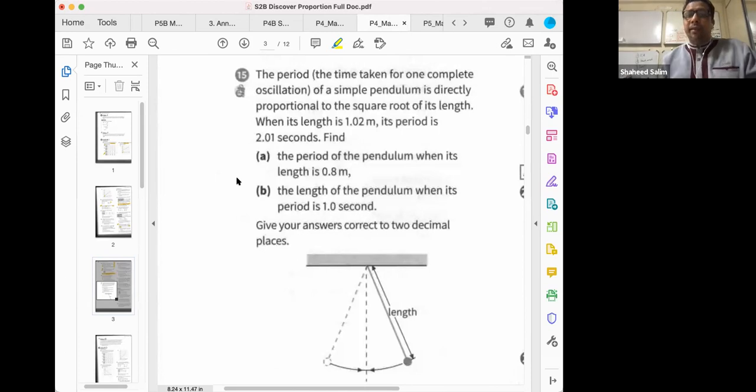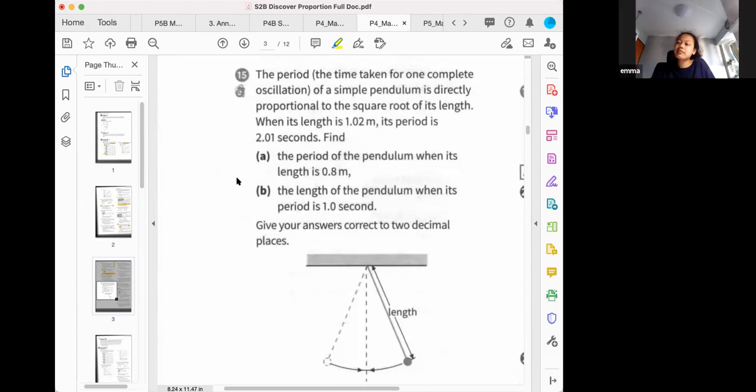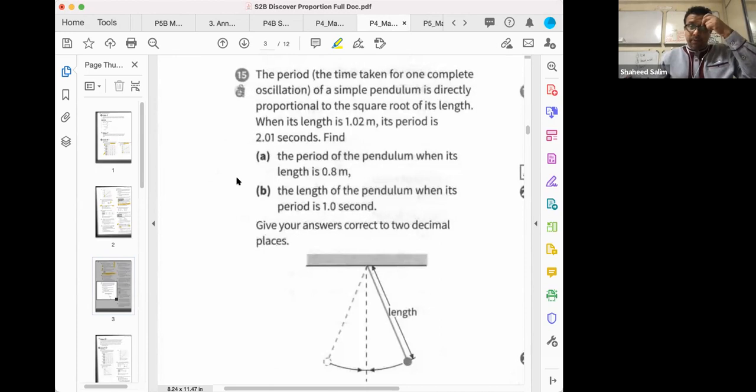The period, time taken for one complete oscillation. One complete oscillation is like that. It's not 1. Go and come back. It is directly proportional to the square root of its length. When the length is 1.1, its period is 2. So you find out what is k. You write down what is the equation. The equation is not going to be y equals kx. It's y equals kx square, something like that. You try.